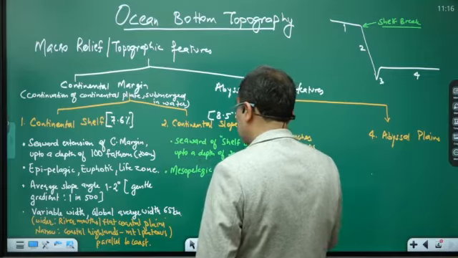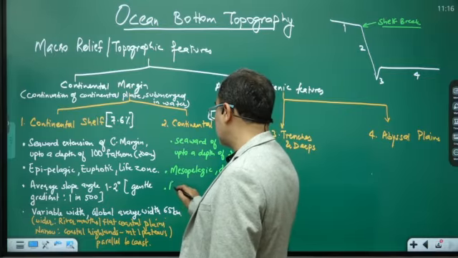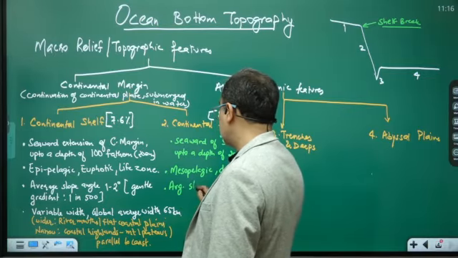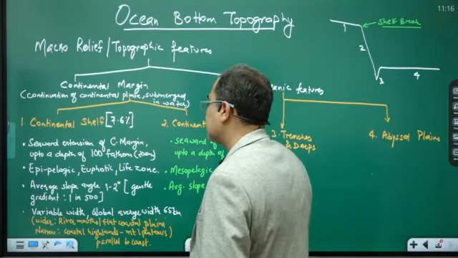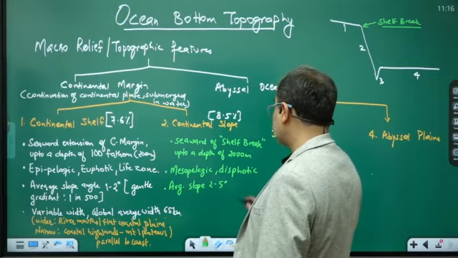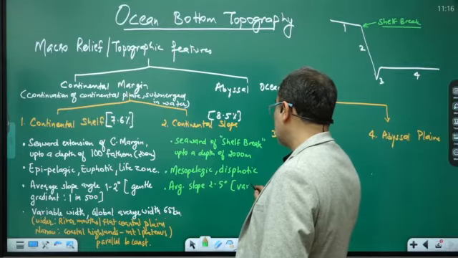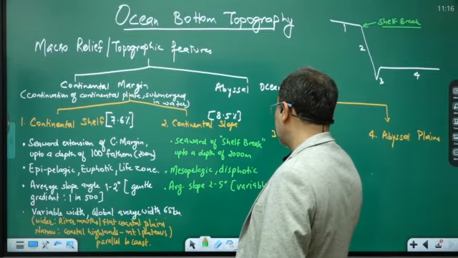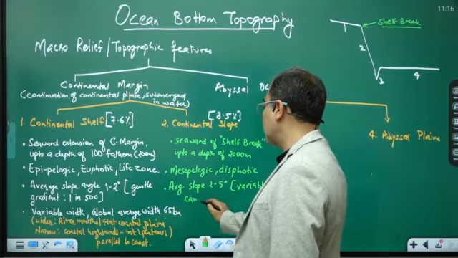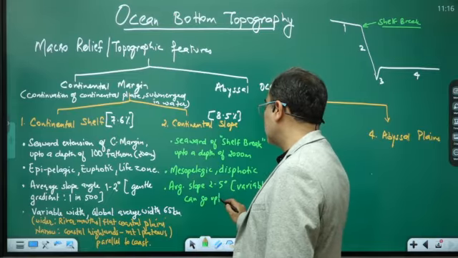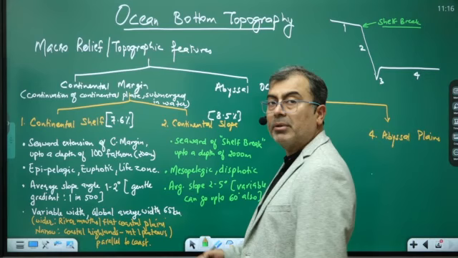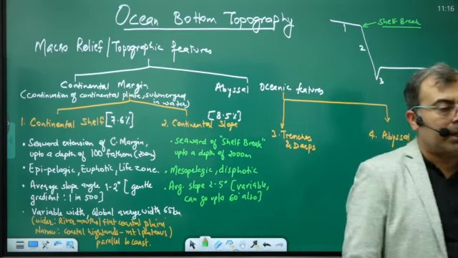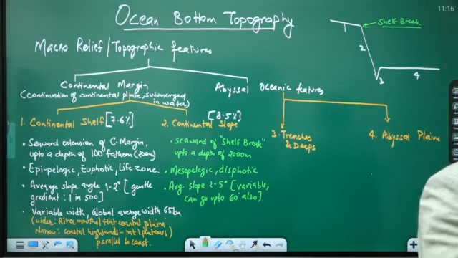In this, the average slope is 2 to 5 degrees. Get that? It is variable and can go up to 60 degrees also. At some places it is very steep and it can go up to 60 degrees. It is variable.